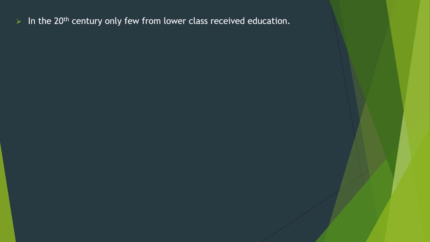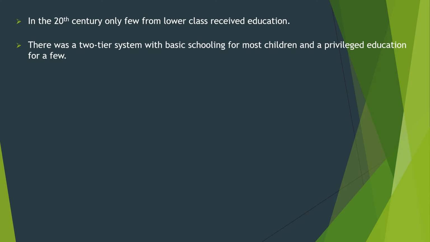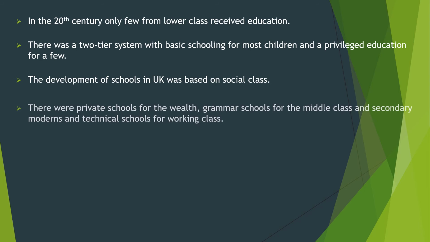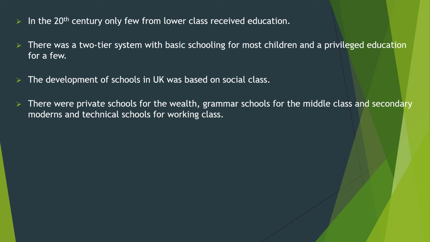In the 20th century, only a few from the lower class received education. There was a two-tier system with basic schooling for most children and privileged education for only a few. Our case study is based on the UK. The development of schools in the UK was based on social class. There were private schools for the wealthy, grammar schools for the middle class, and secondary modern technical schools for working class.